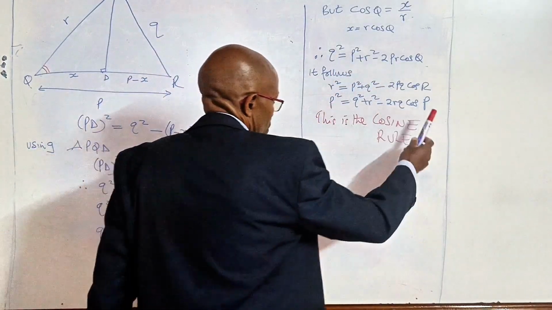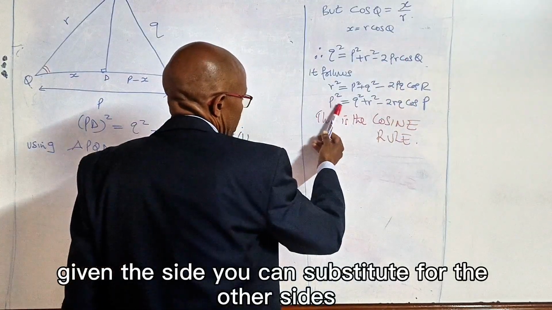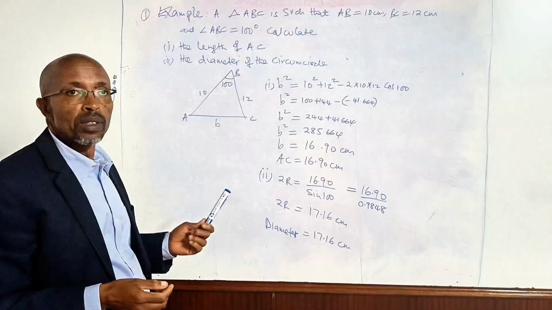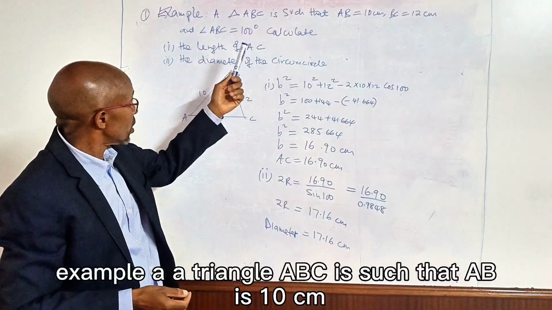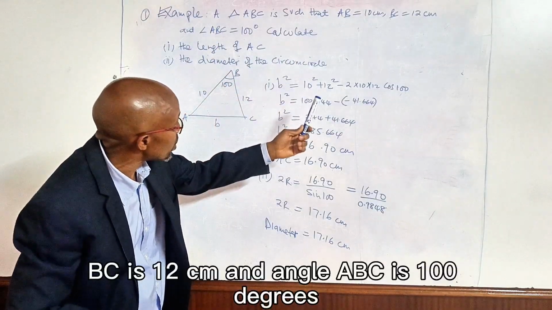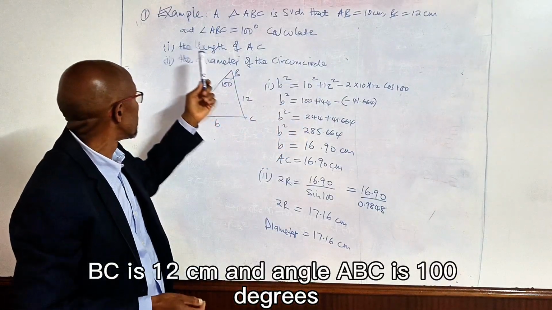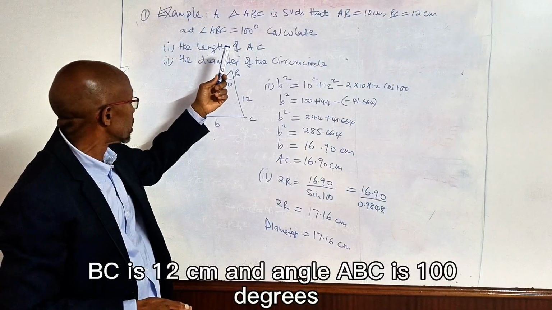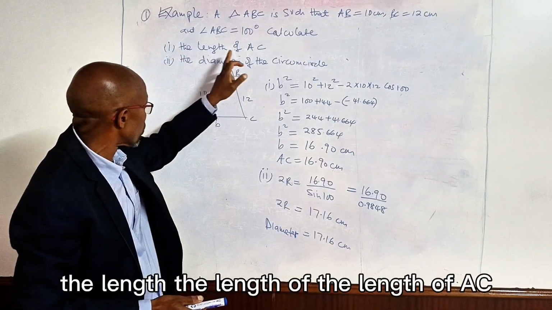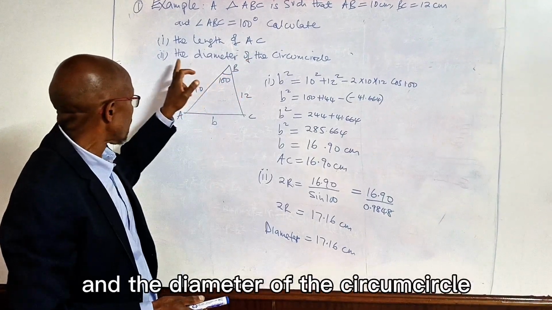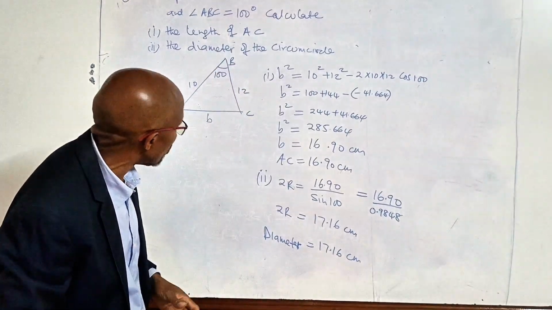Given the angle and the sides, you can substitute for the other. Example: a triangle ABC is such that AB is 10 centimeters, BC is 12 centimeters, and angle ABC is 100 degrees. Calculate the length of AC and the diameter of the circumcircle.